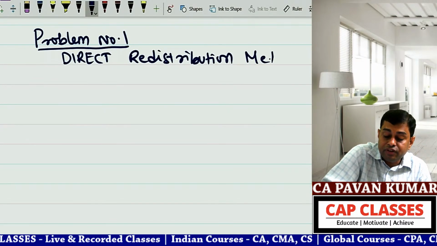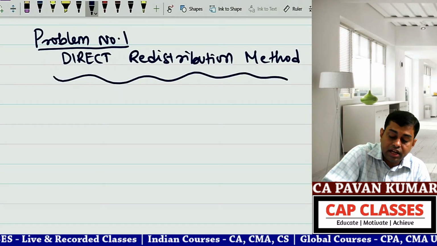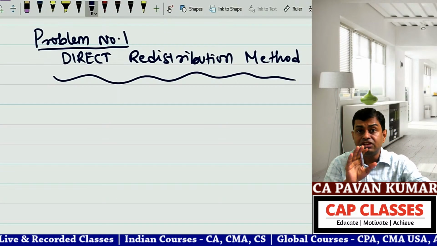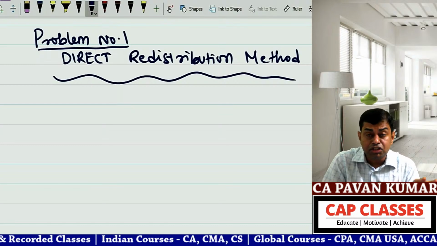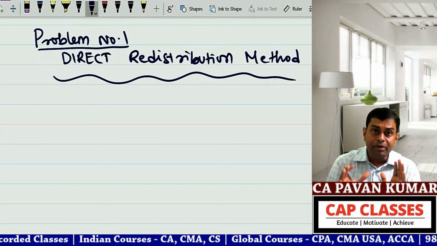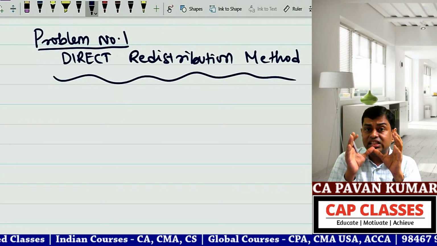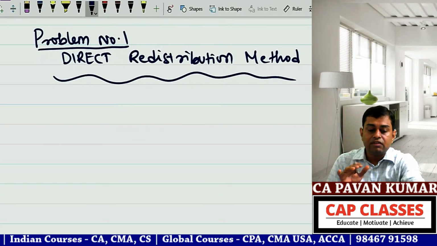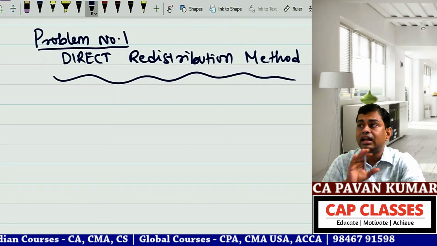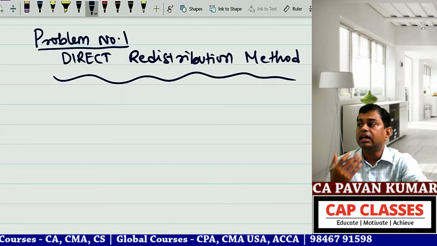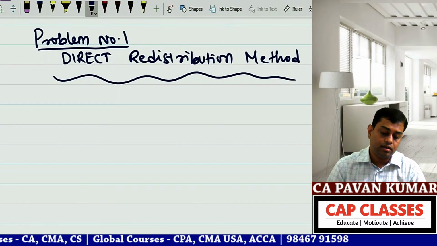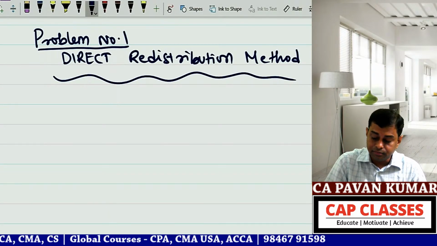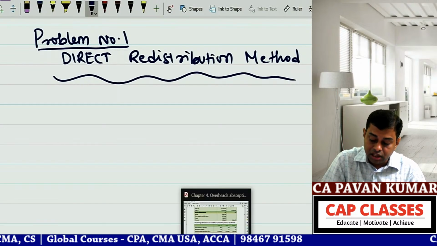What is the meaning of direct redistribution method? Direct redistribution method means one service department is not rendering any service to another service department. That means service departments are exclusively working for the benefit of production departments. You understand? Direct redistribution method, put the heading.